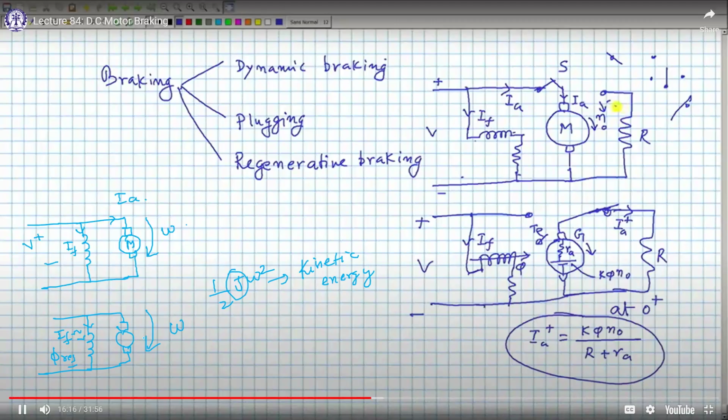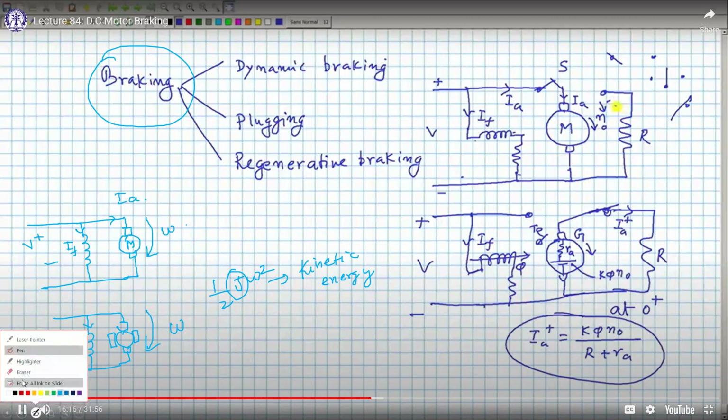So if you want to stop this rotation of the motor quickly, you use something known as braking, electrical braking. There can be mechanical braking also. Mechanical braking means you apply some shoe kind of arrangement which gives more friction to the motor. But in that method there are a lot of friction losses, and the motor will experience wear and tear. So we do not generally prefer mechanical braking. We generally prefer electrical braking methods.